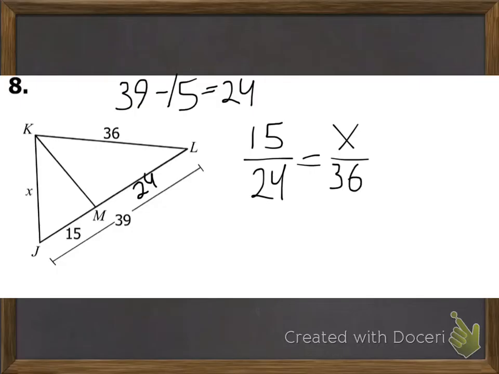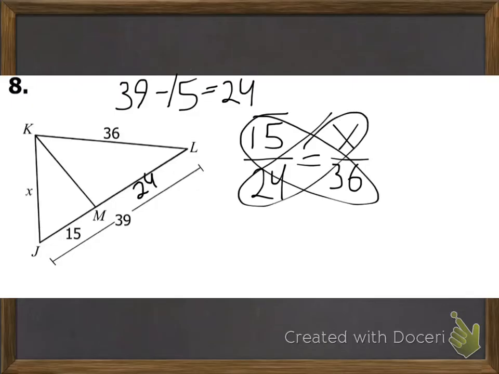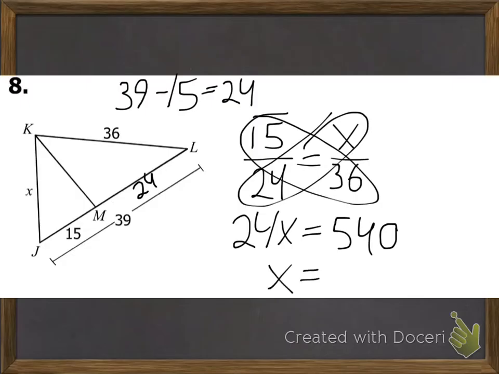You could have it to where it's 24 over 15, but then you would also have to do 36 over x. You have options here. I just chose to go left to right. So this is our proportion. Cross multiply. We're going to get 24x, and then 15 times 36 is equal to 540. Divide both sides by 24, and this is going to give me an answer of 22.5.